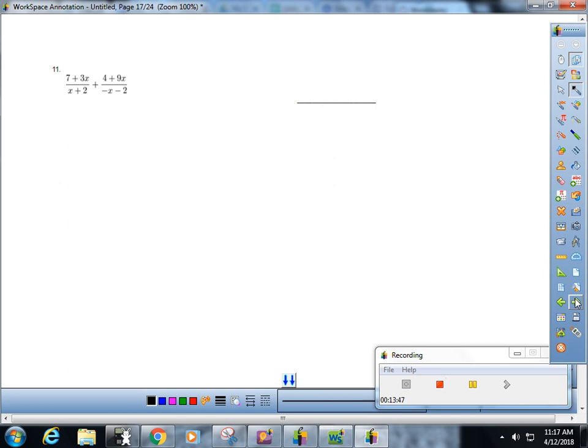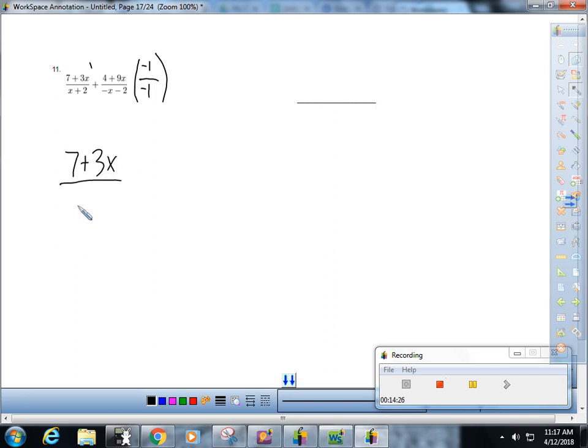What do you wish this denominator was? Yeah, don't you wish it was x plus 2? So what do we need to multiply this by to make both of those positive? We need to multiply it by a -1. But if we multiply the bottom by a -1, we got to multiply the top by a -1. You don't have to do anything to this one. Just rewrite it. And you can see we've left you a lot of room on this test because you need a lot of room to do these right.